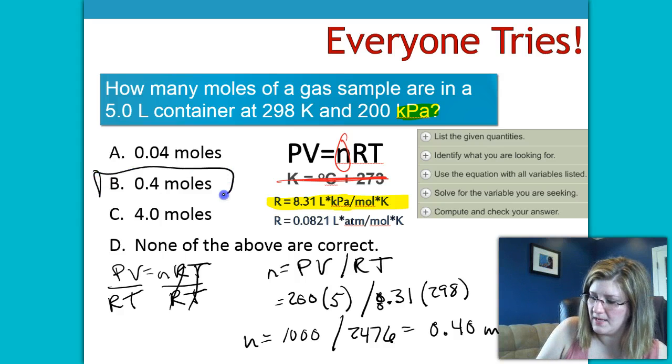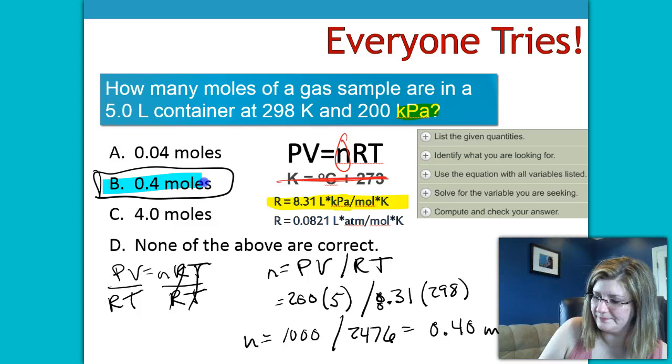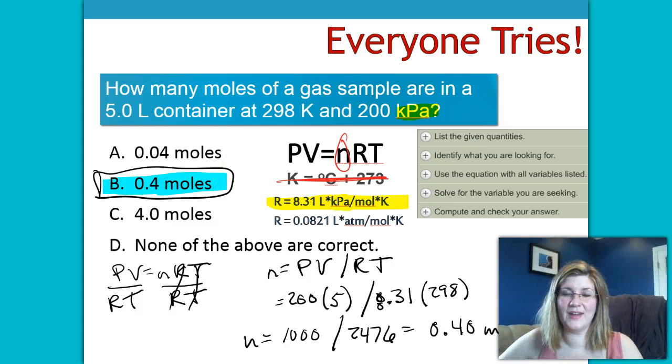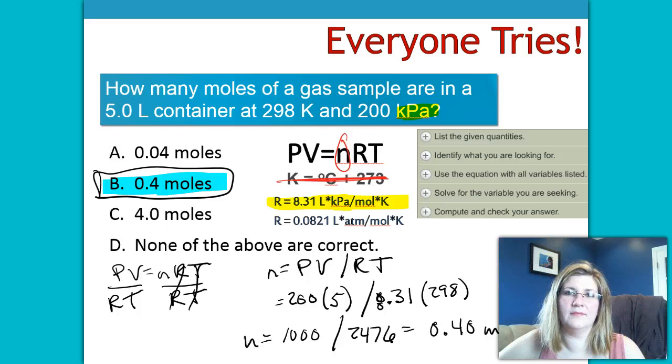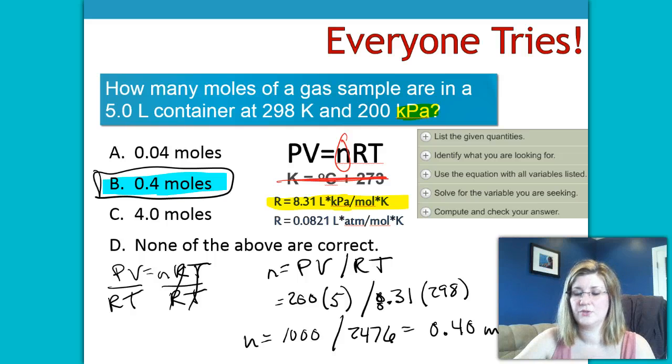So if you answered B, you are correct. Yay, hopefully you got that. And you can see I've given you a few different options there. Each one of your options was a different magnitude, so maybe you did something wrong with your decimal place. And if you got a totally different answer, of course you were answering D, none of the above. But B is the correct answer in this case.